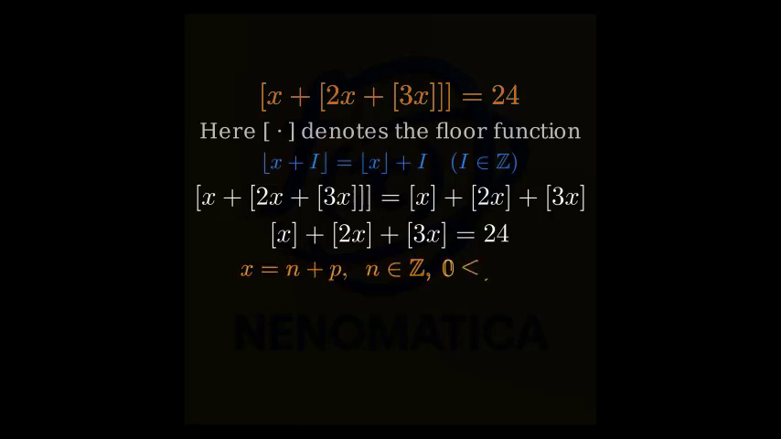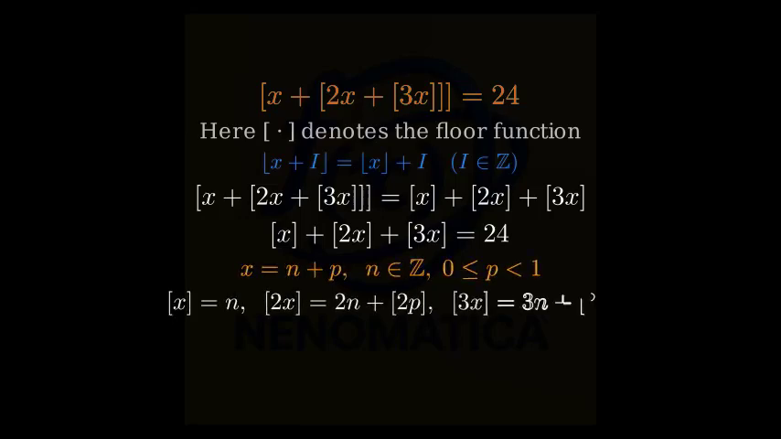Step 2. Write x as n plus p, where n is an integer and p is the fractional part, with 0 less than or equal to p and less than 1. Using this, the floor of x is n. The floor of 2x is 2n plus the floor of 2p. The floor of 3x is 3n plus the floor of 3p.